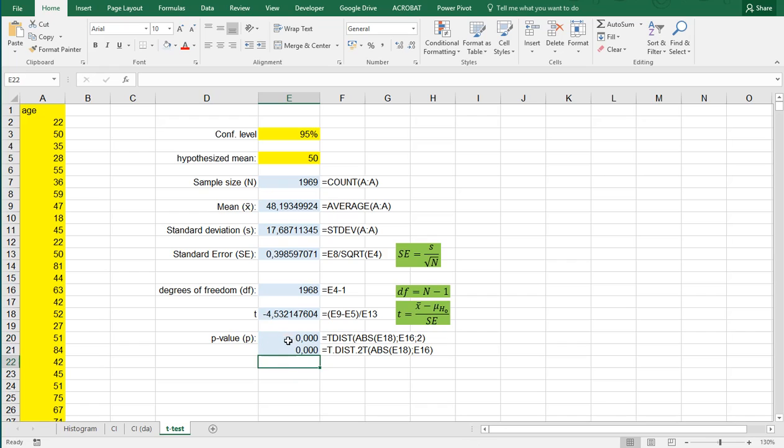This is below 0.05, so remember, if the p is low the null must go. So the null hypothesis was that it was 50, and this indicates that it's significantly different from that. And that's all there is to it.